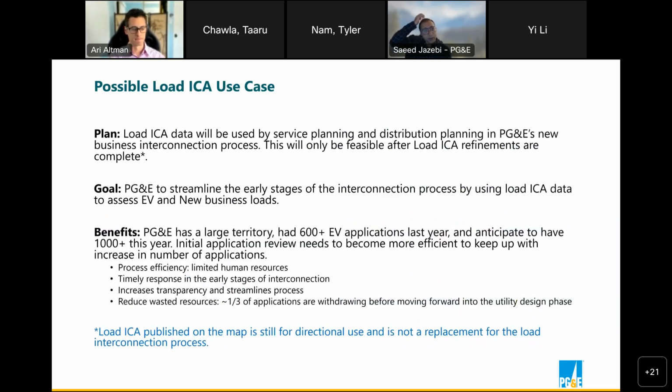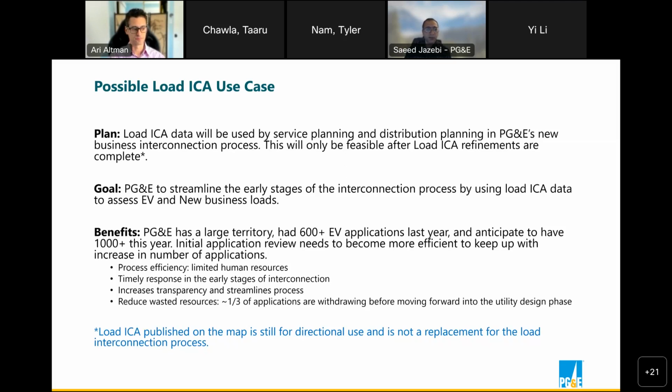So the plan is to explore the possibility of using load ICA data by our service planning and distribution planning engineers in the new business interconnection process. I should note that this will only be feasible after load ICA refinements are complete, so after Q4 2024. The goal is to streamline the early stage of the interconnection process by using the load ICA data to assess EV and new business loads. We believe that this has some mutual benefits for our customers as well as PG&E.